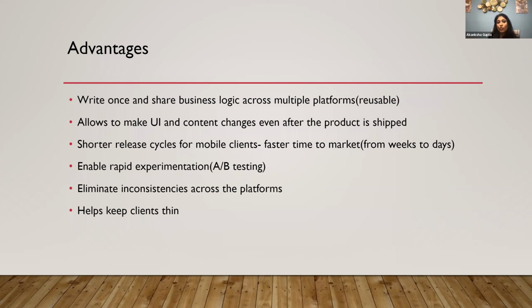You can deploy faster. And literally, for my team, the deployment went from weeks to days, because we control everything. For the product teams, it has been especially useful because they can do rapid experimentation, things like A/B testing. We were able to eliminate inconsistencies across the platforms. As I said in the start, for Android, we had a tag which was yellow in color, and for iOS, it was gray. So we were able to really standardize that across all our surfaces, keeping our clients super thin.